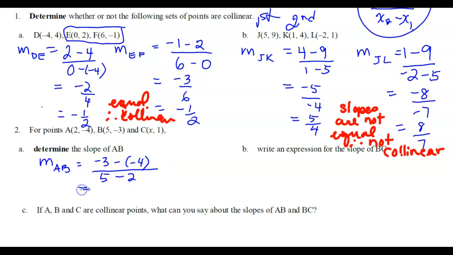Yep, it's 1/3. Okay, so that's the slope of AB. Then it says write an expression for the slope of BC. So that means it's going to have a variable in it. An expression is an algebraic expression. So we're not going to be able to make an equation yet, but we can still use M, BC. And so notice our y value of C is 1. Y value of B is -3.